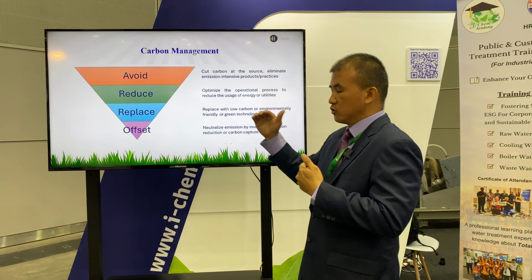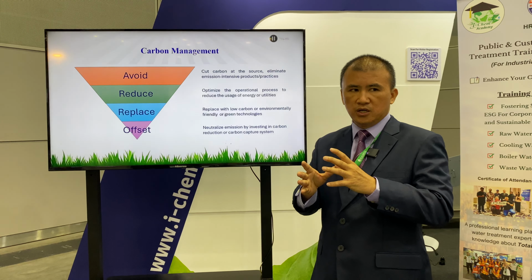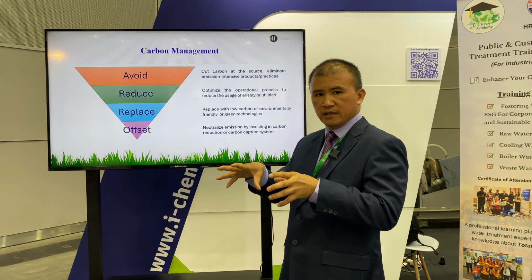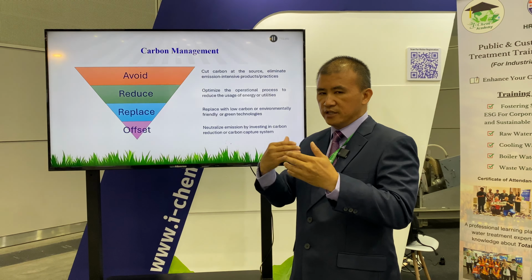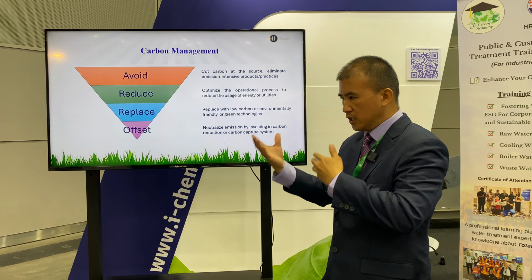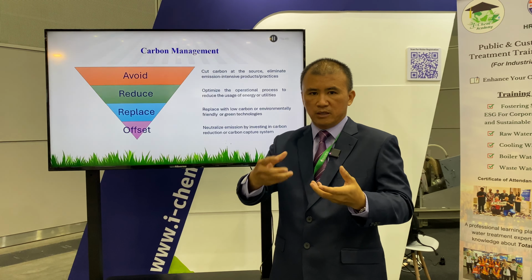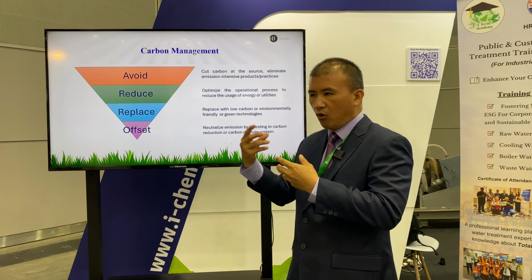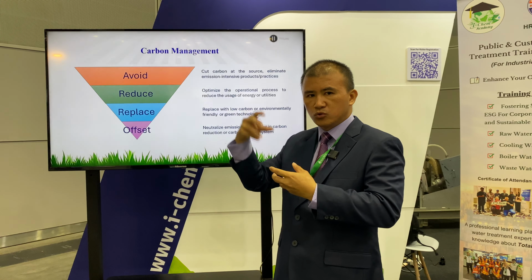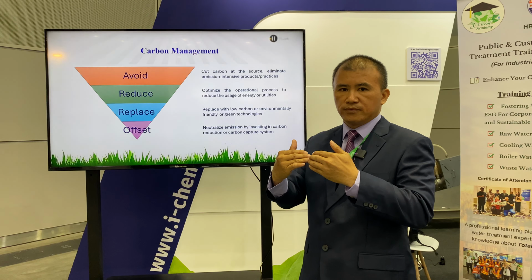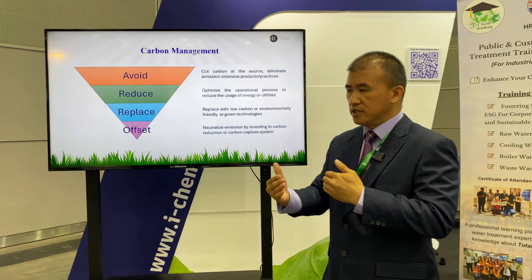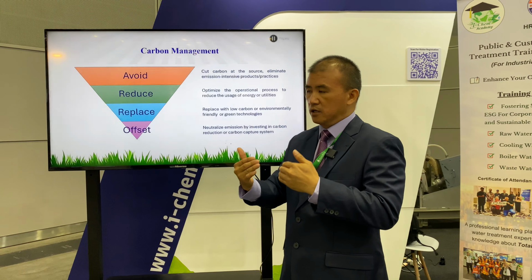For the second, we need to reduce it or optimize the operation process to reduce the usage of energy or utility. So for this part, as a chemical engineer, we need to understand our process and we need to optimize so all the heat can be used back, as in heat integration. So whatever heat is produced from the process, we can integrate to use as another heating source, or from the cooling water side, how to reduce our water consumption to make the process more efficient, and eventually it will help to reduce this carbon dioxide emission.